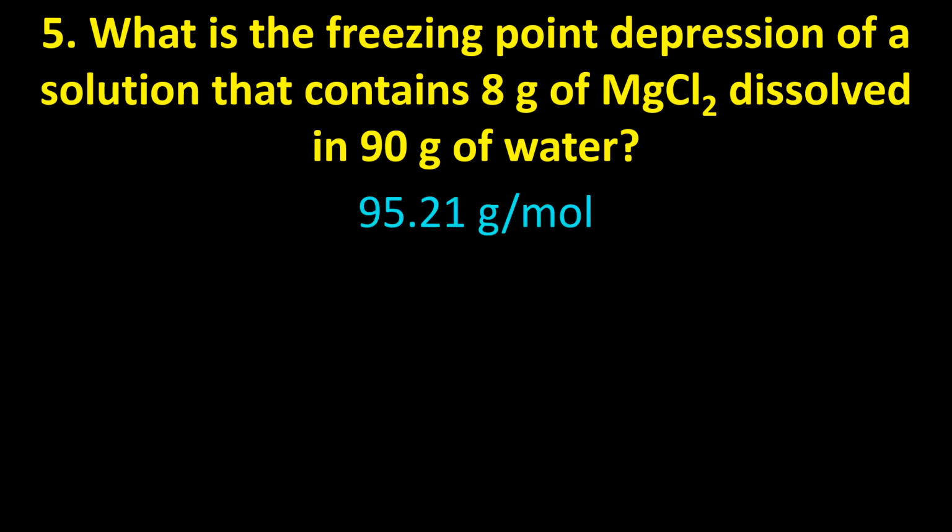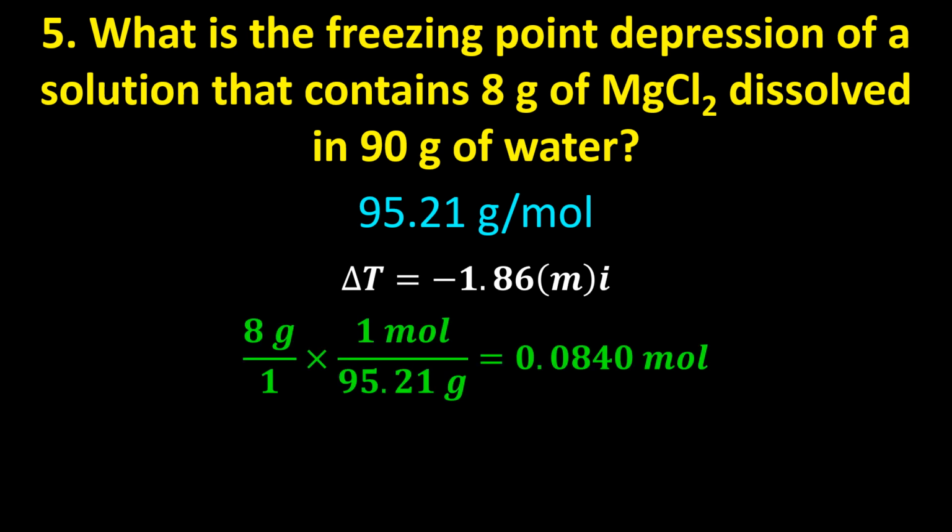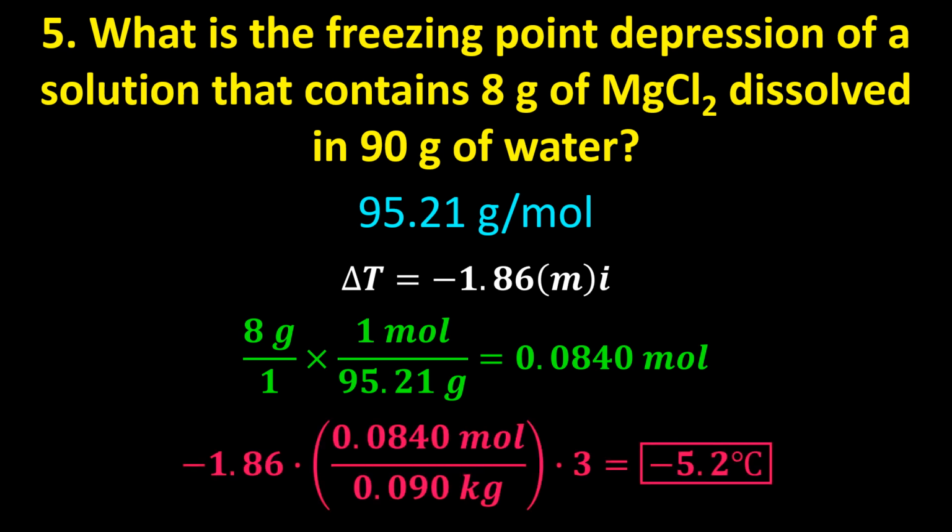So the molar mass of MgCl2 is 95.21. Again, we're going to use the same formula for freezing point depression. The 8 grams needs to be converted into moles, and here's the answer for that. And now we plug those things into the formula. Again, i is now 3 in this formula because there are 3 ions, and we find the answer is negative 5.2 degrees Celsius.